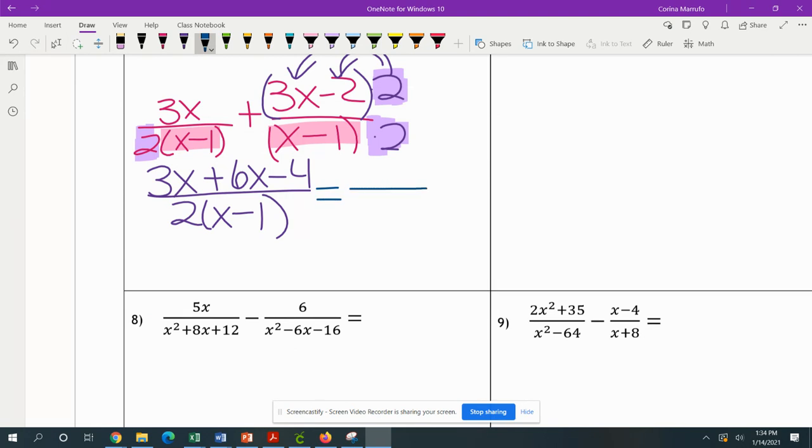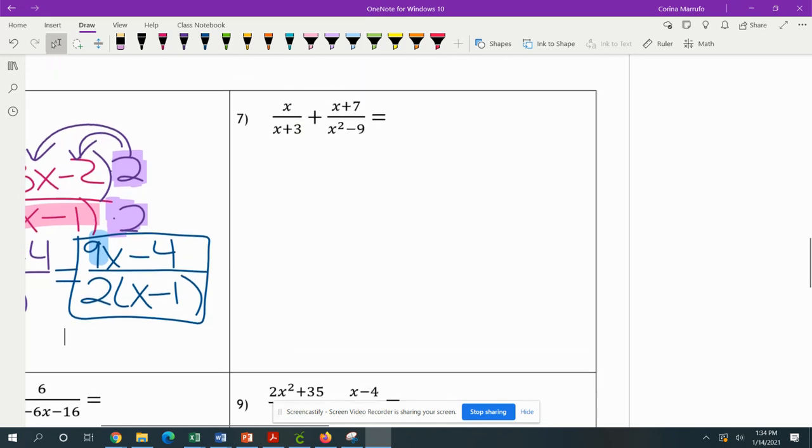So our last step here, we have 3 x's and we add 6 x's. That's going to give us 9x, minus 4. And then on the bottom, we're left over with 2x minus 1. That's it.